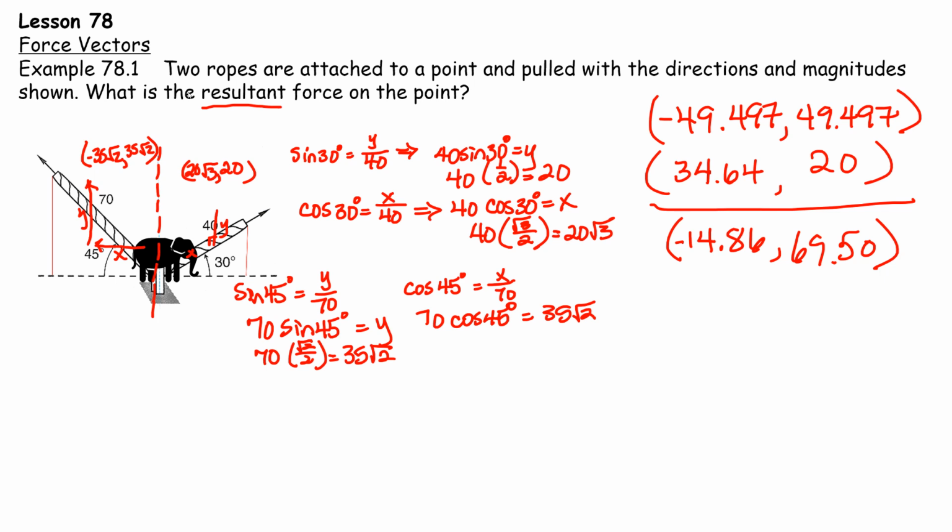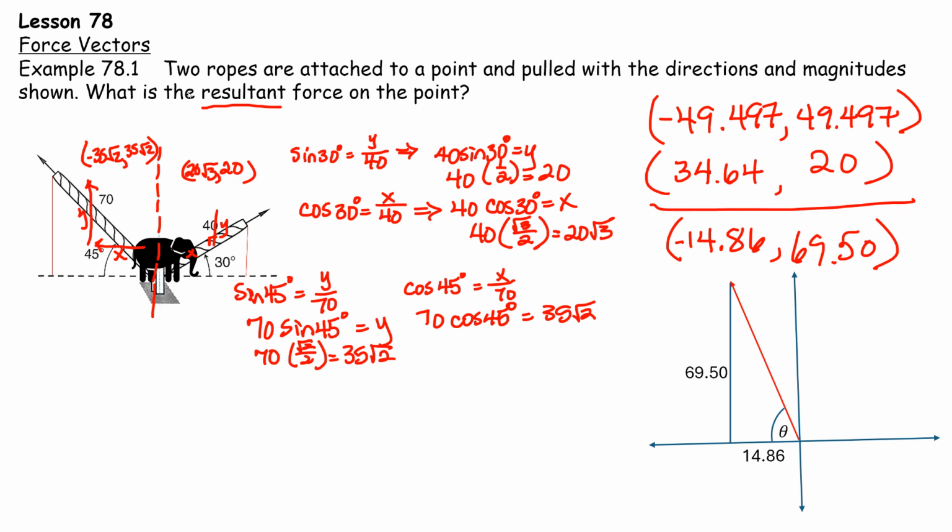Okay, so we want to change these coordinates back to polar coordinates because when you find a resultant force, you want the direction, you want the magnitude, so you've got to change it back to polars. So we're going to take this point and we're going to graph it and find out what our angle and what our radius is. So this is negative 14.86, positive 69.5. So that's going to be in the second quadrant where x is negative and y is positive. Then we've got our angle, we're going to call it theta. We need to find out what that is. And then we've got our x and y. We know x is negative 14.86 and y is 69.50.